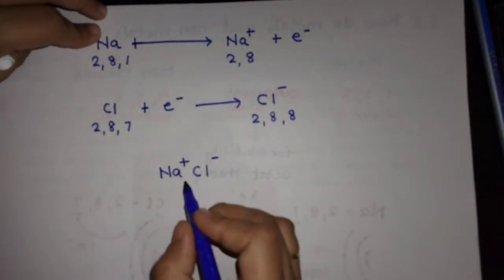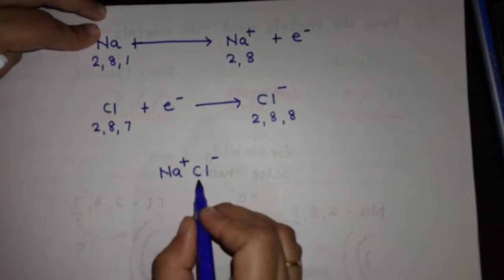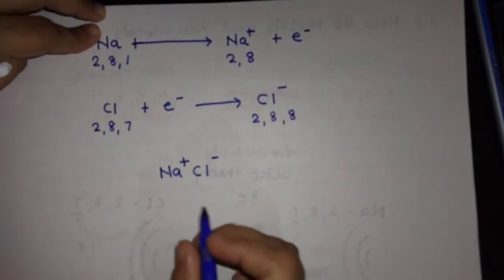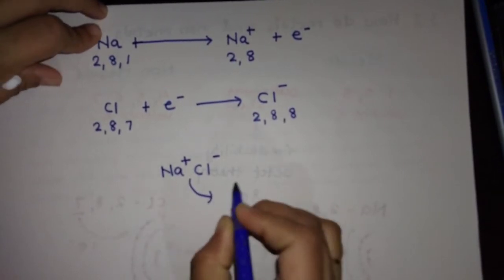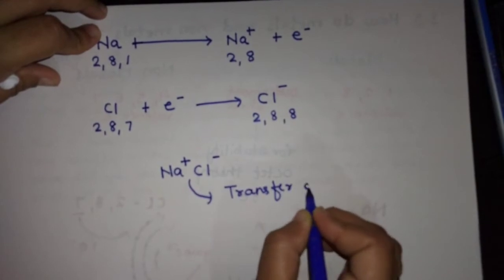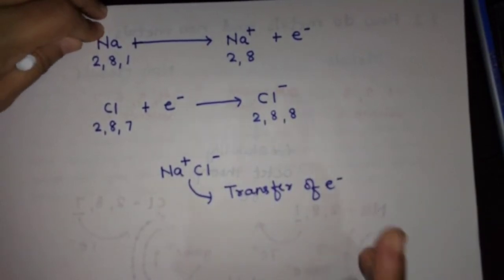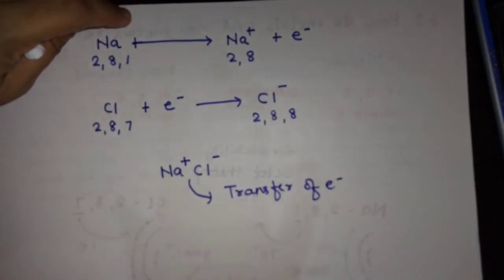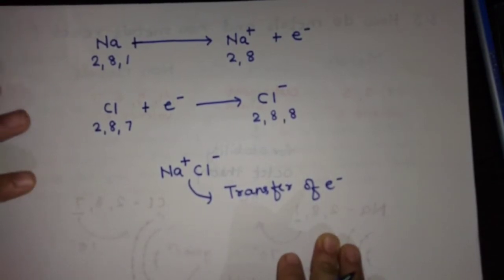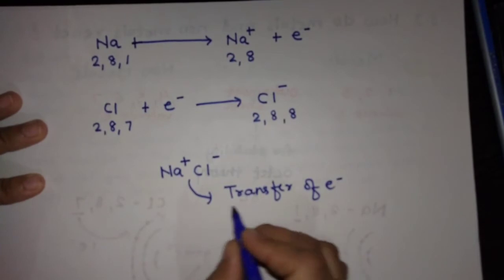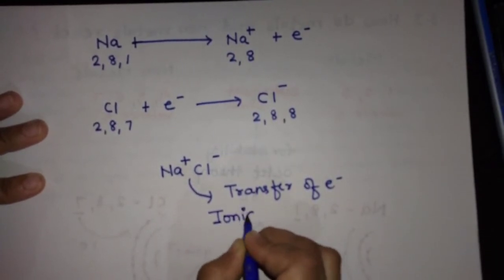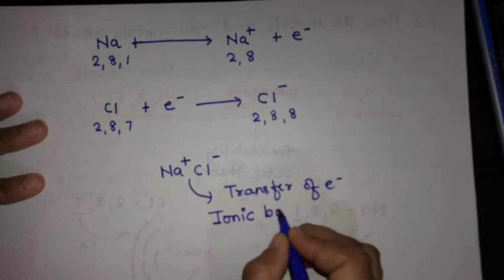So basically we can see that there is an exchange or transfer of electrons. We can see here the transfer of electron is taking place. So whenever there is a transfer of electron, there is a formation of ionic bond.